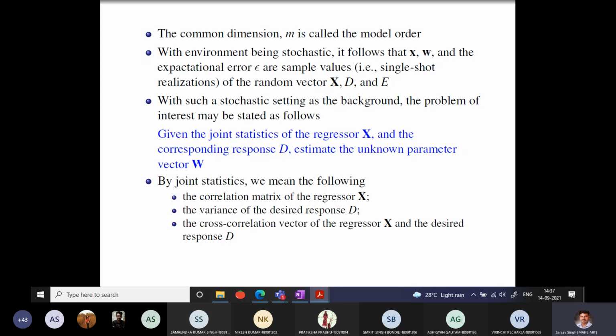There is no way we can actually calculate it in closed form, so we always go for estimation. In any machine learning or neural network work, if you are doing some sort of fitting, it is always an estimate, not the exact. Also, it is assumed that the mean of both the regressor and the desired response vector is 0.